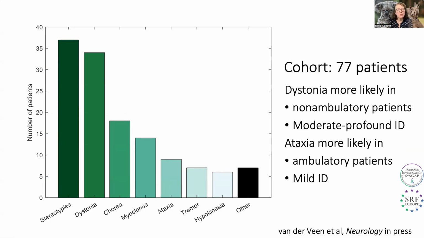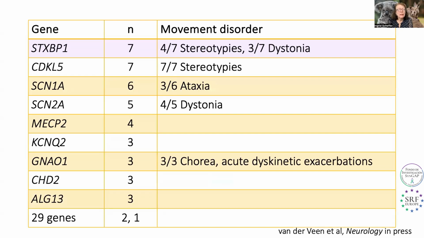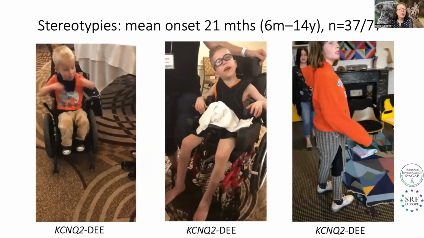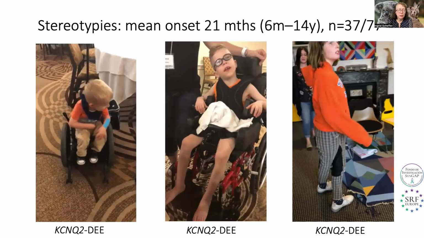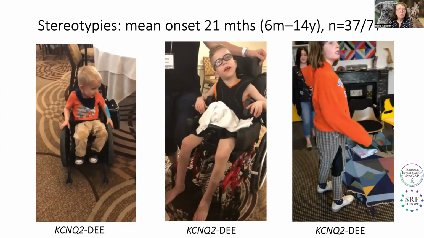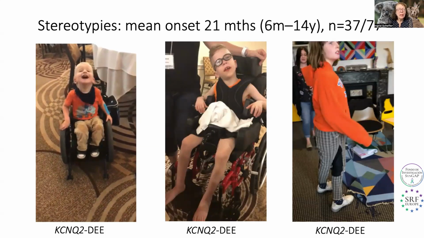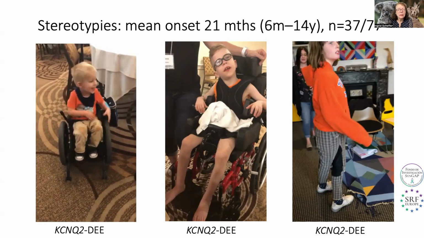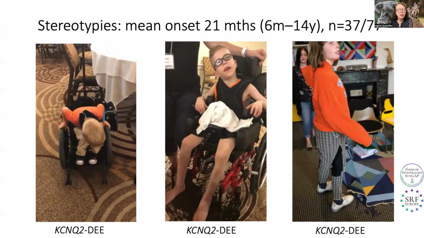those with mild intellectual disability. So here you can see the genes that were involved, and there were 1 or 2 with Syngap1, but mostly other genes were involved. So here you see the most common movement disorder, which is stereotypies, which began at a mean of 21 months and occurred in more than half the patients.